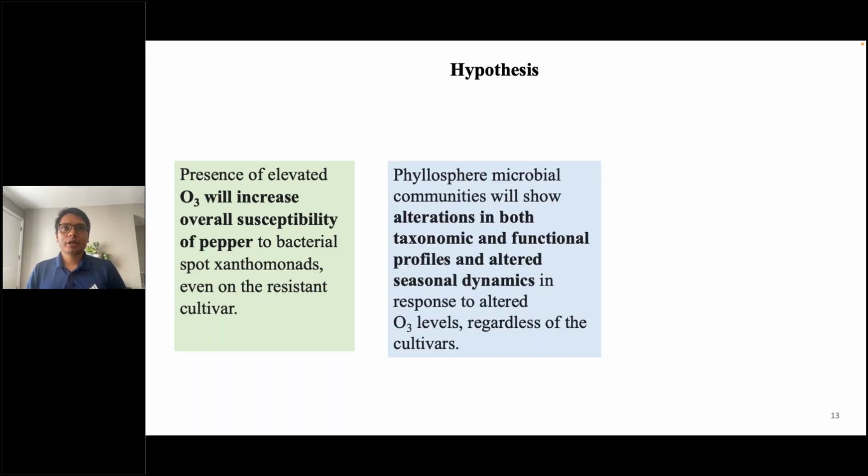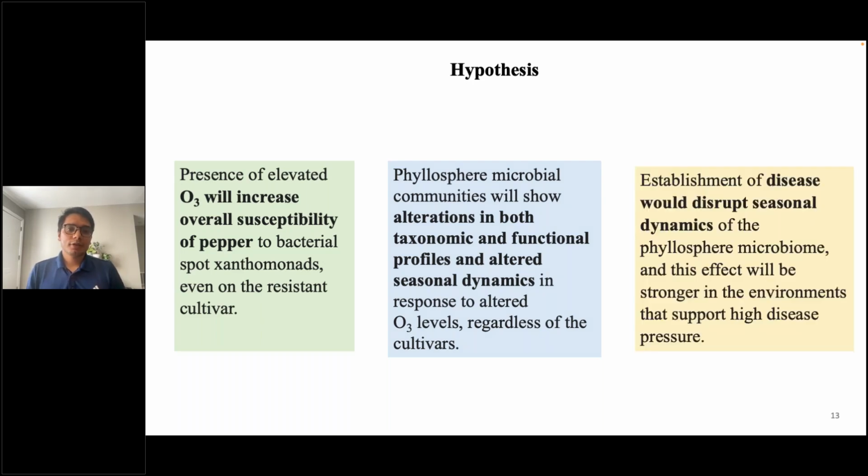Similarly, we also hypothesize that the phyllosphere microbial communities will show alteration in both their taxonomic and functional profiles with the change in the seasonal dynamics, and the response will be altered based on the ozone levels. Another hypothesis we had was that once there is the establishment of the disease, it would disrupt the seasonal dynamics in this overall microbiome, and this effect will be stronger in those environments where there is a higher disease as compared to that of the lower disease.